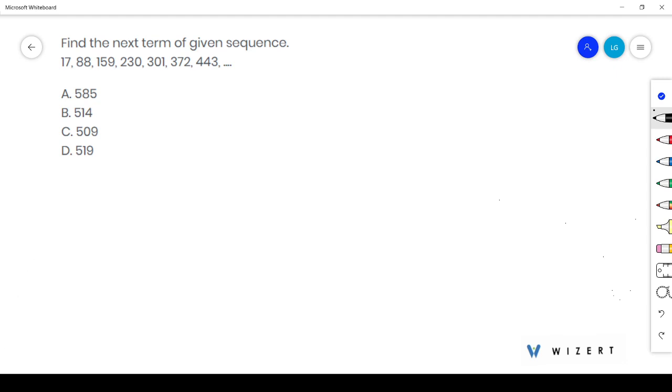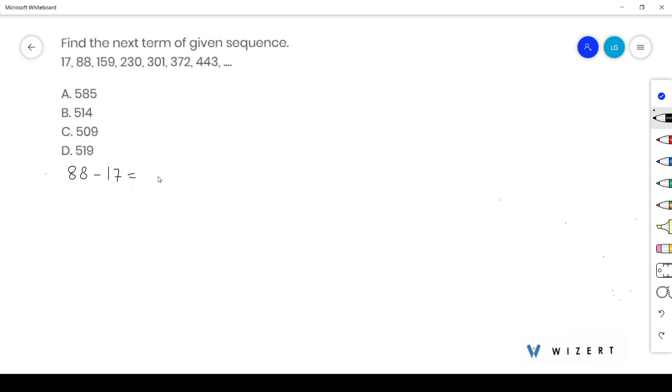Our question is, find the next term of the given sequence. And we have given the sequence here: 17, 88, 159, 230, 301, 372, 443.